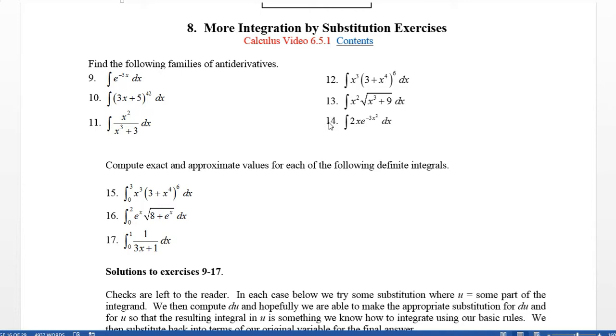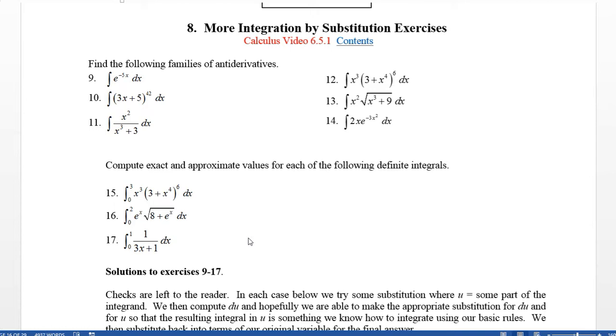In our previous video, we worked some of these problems up here, 9 through 14, where we were working on antiderivative problems, or families of antiderivatives, where we had to do substitution. In this video, we're going to try to do problems 15, 16, and 17, which also require finding antiderivatives where we do a substitution. But this time we're going to use that in the Fundamental Theorem of Calculus to actually compute a definite integral.